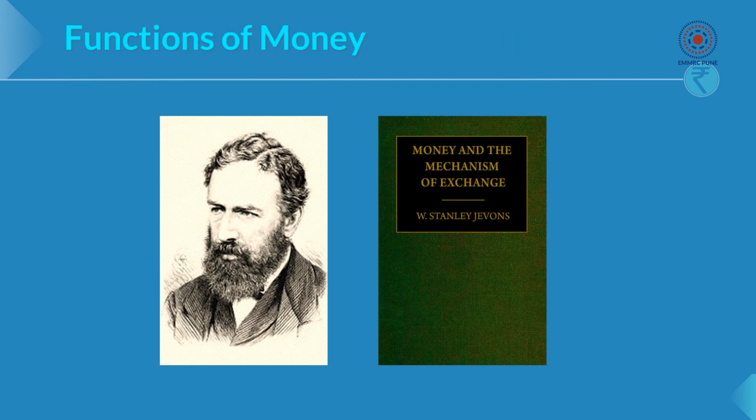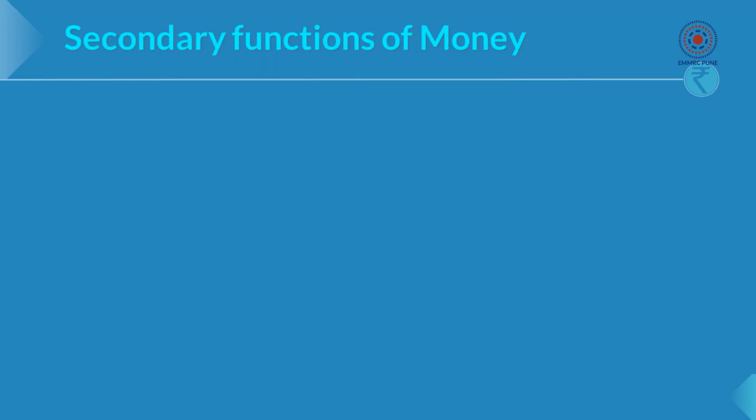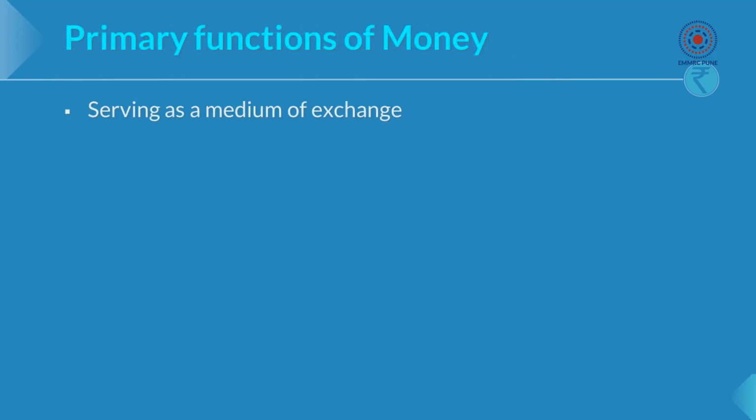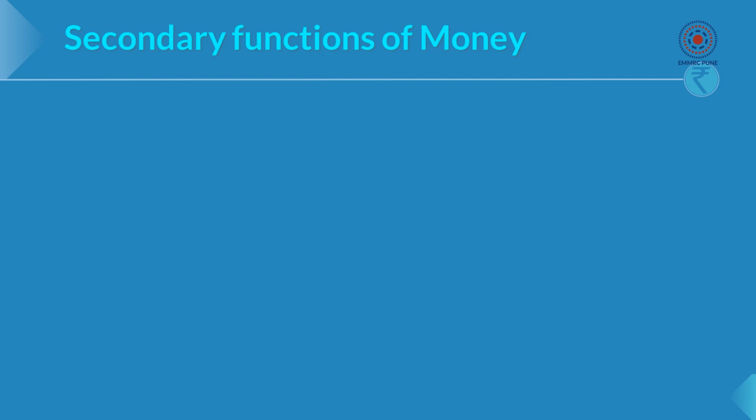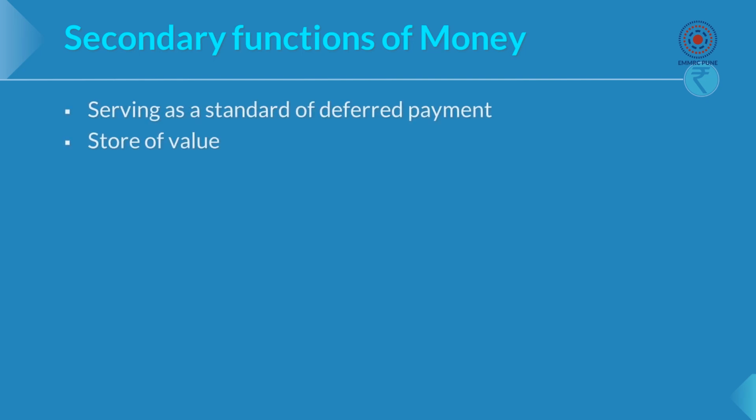These 4 functions of money have been summarized in a famous couplet as: money is a matter of functions four, a medium, a measure, a standard, a store. Functions of money can be classified as primary functions and secondary functions. Serving as a medium of exchange and measure of value are the primary functions of money, whereas secondary functions of money are to serve as a standard of deferred payment and store of value.